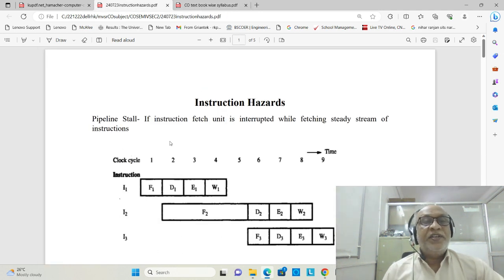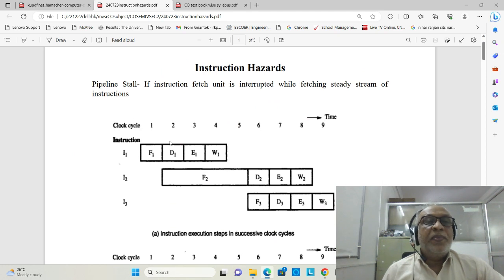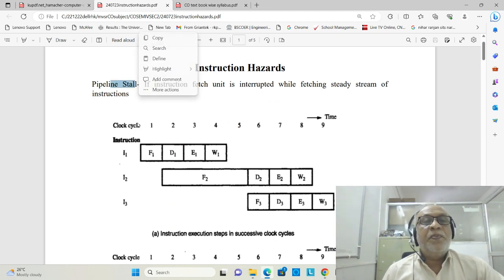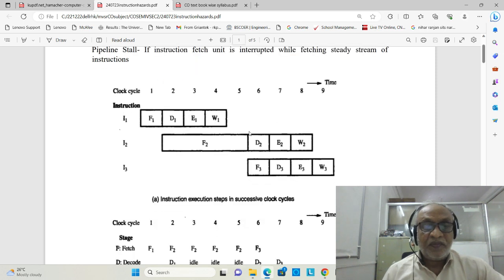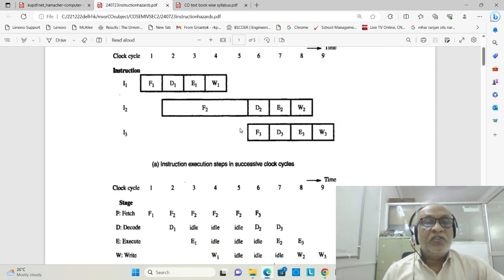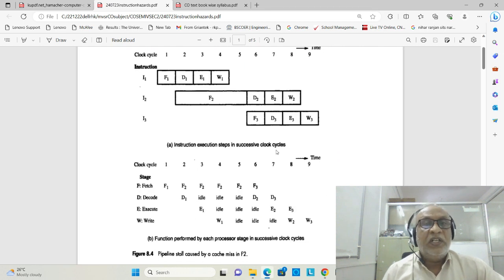As mentioned here, a pipeline stall is a pipeline delay. This pipeline stall or pipeline delay is caused whenever the instruction fetch unit is interrupted. What is the job of the instruction fetch unit? It will be fetching a steady stream of instructions. So let us look at this diagram and try to check what is happening here.